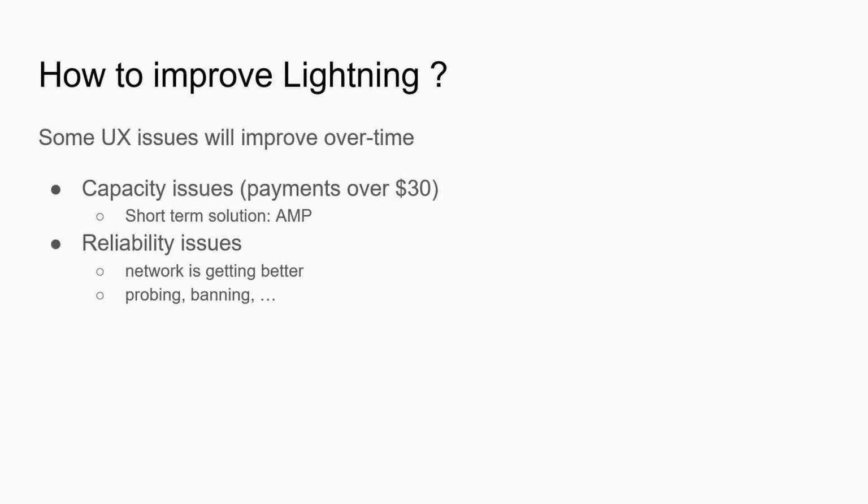I think Rusty mentioned it a few minutes ago. You could start probing more aggressively to detect faulty nodes, and you will start soon banning peers and nodes that are not reliable.